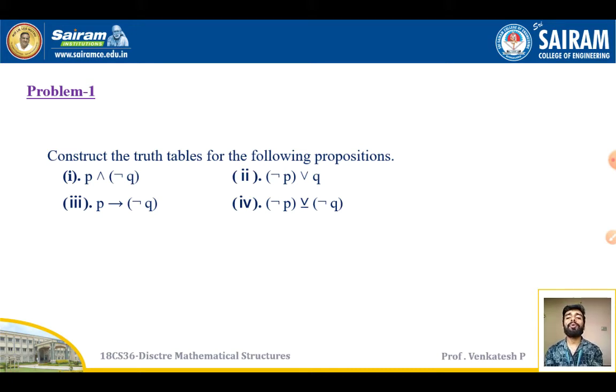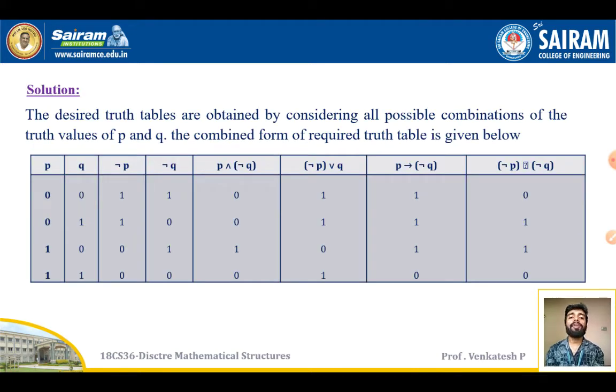Now to prove these propositions, the first thing is we need to construct the truth table, which must contain the truth values of P and Q. So I am first going to make the truth values for P and Q. The truth values for P are 0, 0, 1, 1. Second one, the truth values of Q are 0, 1, 0, 1.